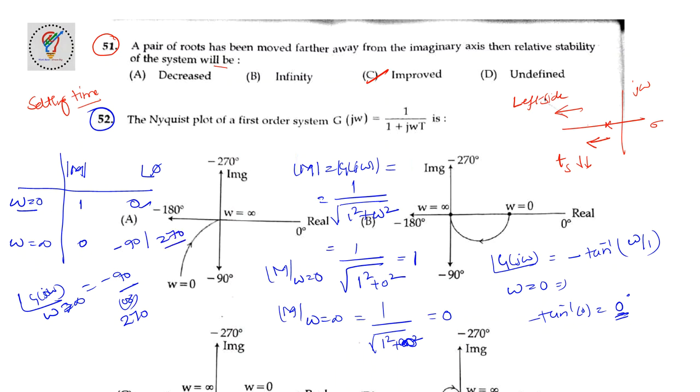Now check the options here. Which option is suitable here? When omega is 0, magnitude is 1, angle will be 0. So I'll choose option B here.